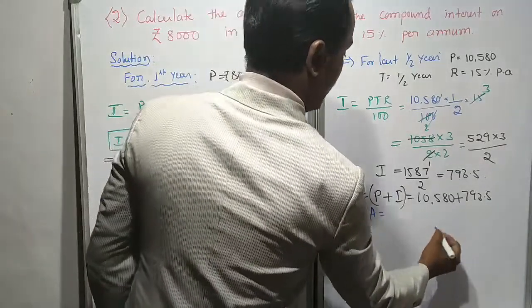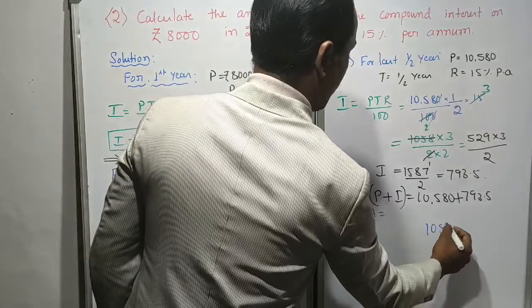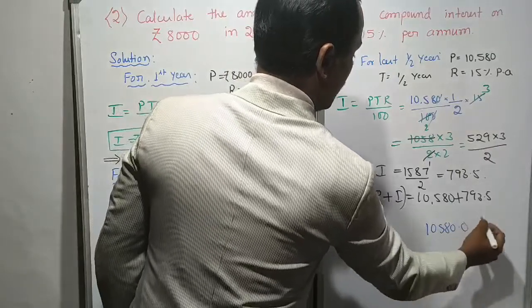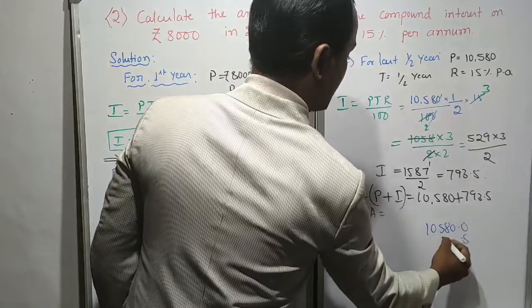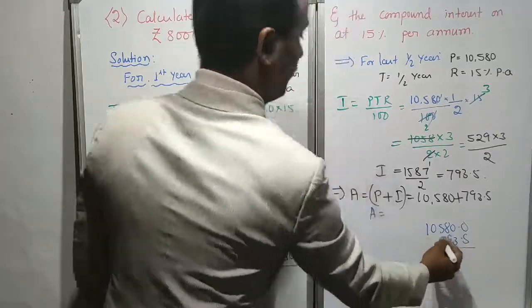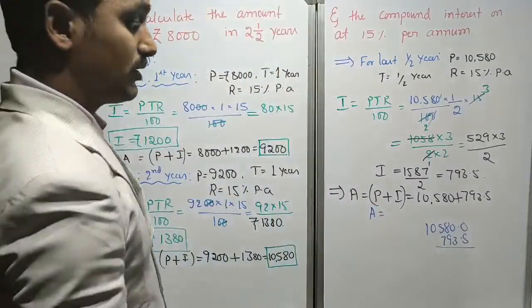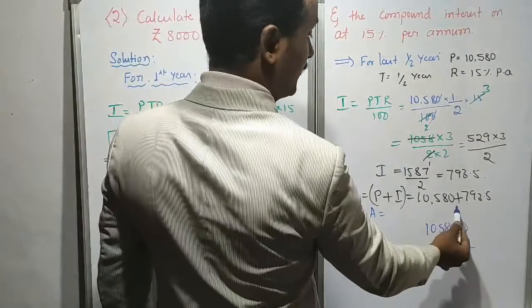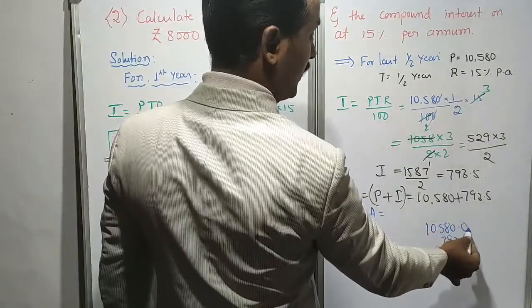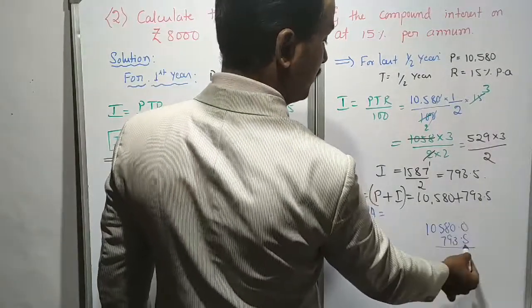See, look at the year: 10,580.0. Here 0.5 is there, remaining 793. How I am doing addition, understanding? You should also do like this. Here, after the decimal point there is nothing, so after 0 you write a decimal point; here the decimal point comes after 5. You write like this.